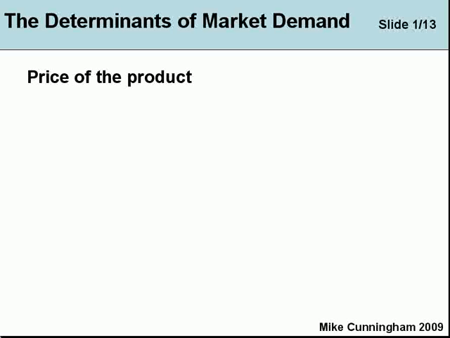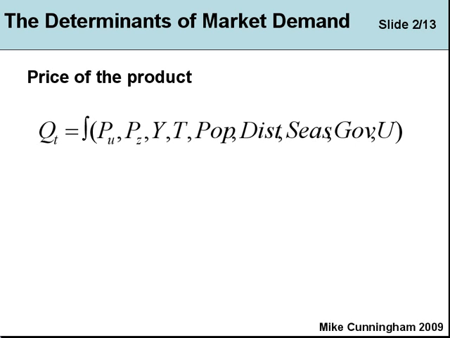In this class we're going to talk about the determinants of market demand, and we're going to start with the price of the product. If you consider the determinants of demand, we could write down an expression like that, which is quite long and quite ugly, to be honest, but it incorporates most of the factors that tend to determine our demand.